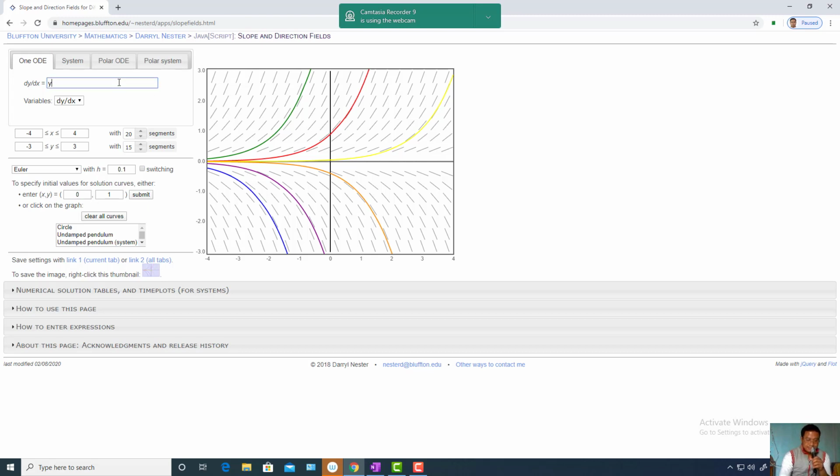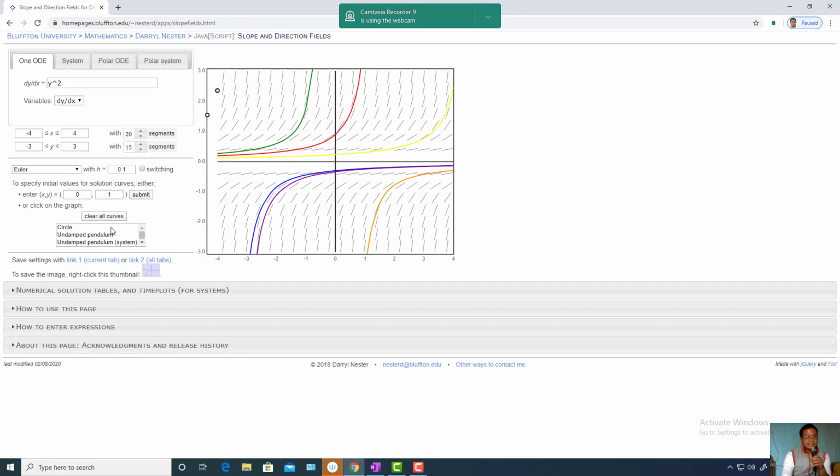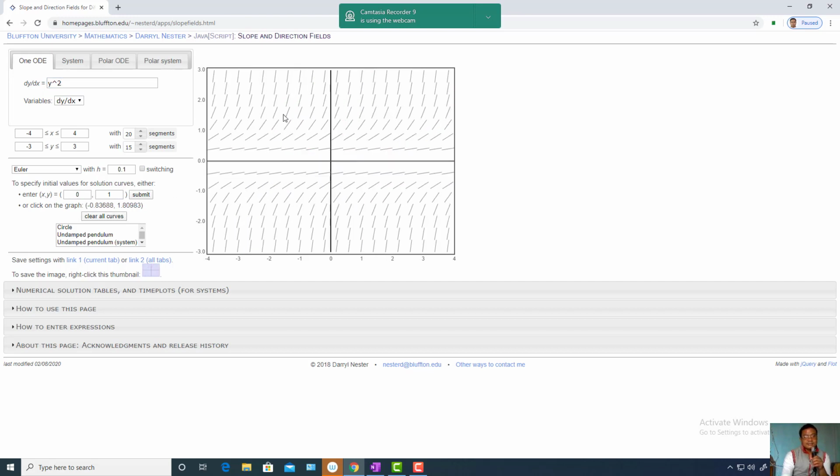Now let us see another one, a little bit more complicated, not very complicated. So y square, let us see the vector field of this function. You just click here, then clear all the graph first, then this is the vector field. Here also you look, think about a value of y here, somewhere here.